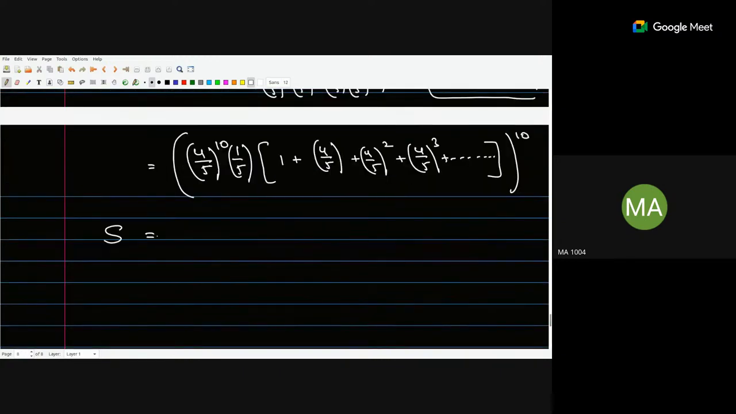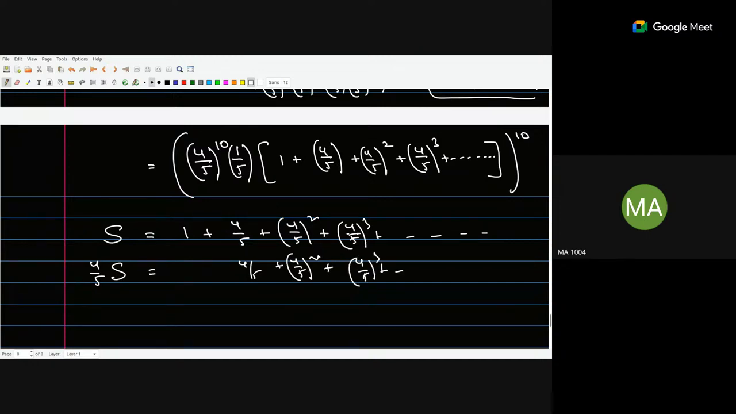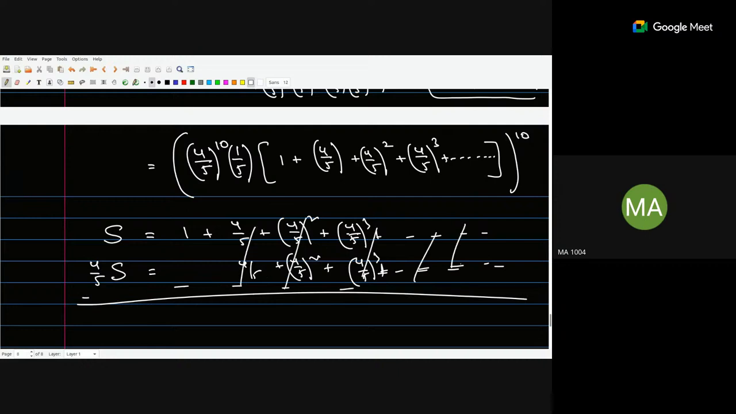Or if you don't know, again, you can treat this as S, 1 plus 4 by 5 plus (4 by 5) whole square plus (4 by 5) whole cube and so on. You just multiply 4 by 5 to the S in this term. If you multiply, what will happen? The first term will become 4 by 5. You can write that 4 by 5 here. The second term, 4 by 5 multiplied by 4 by 5, (4 by 5) whole square. So it just shifts. You will get all the next terms. That's it. If you know this, I can directly skip. So if you just subtract these two, everything will get cancelled out.